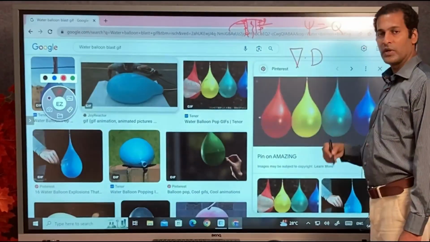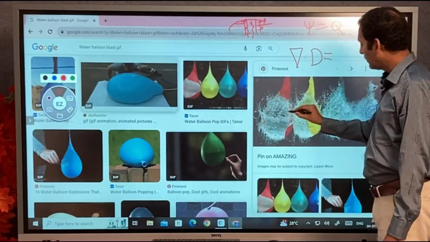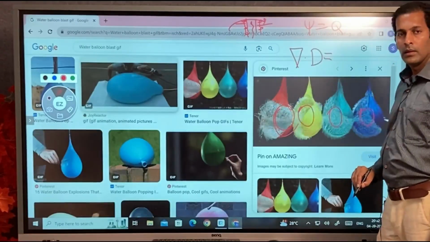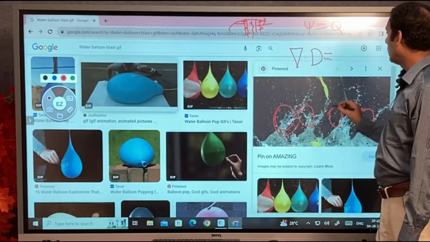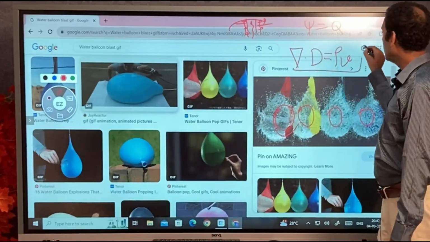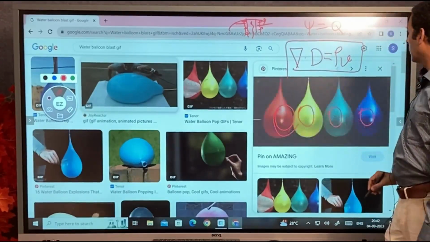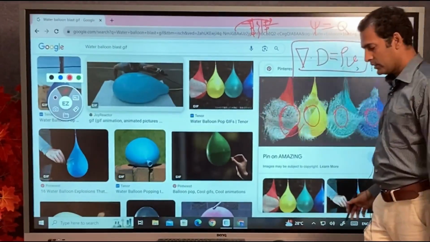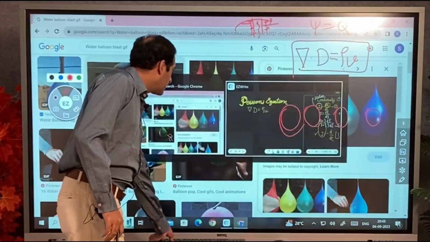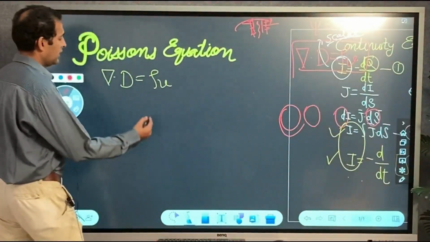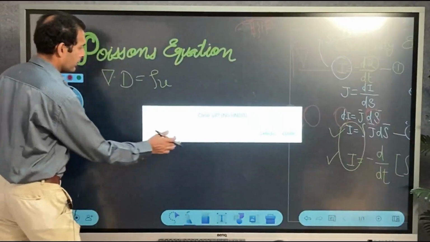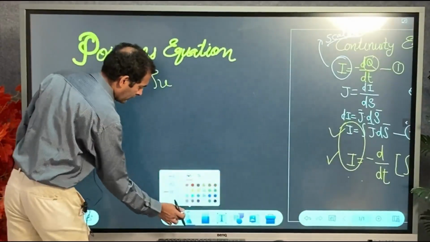So del dot D, the divergence of D, is nothing but how much charge is present inside the volume, that is volume charge density rho v. So del dot D is equal to rho v. This is also one kind of useful application. Now we are going to use a similar concept of divergence. Along with that, we will see the definition of this, which is our expression number 1, we'll call it equation 1.